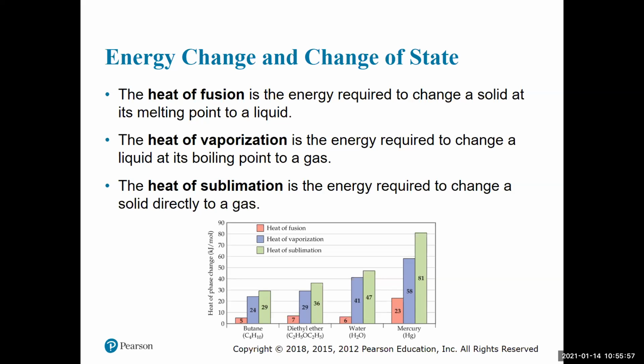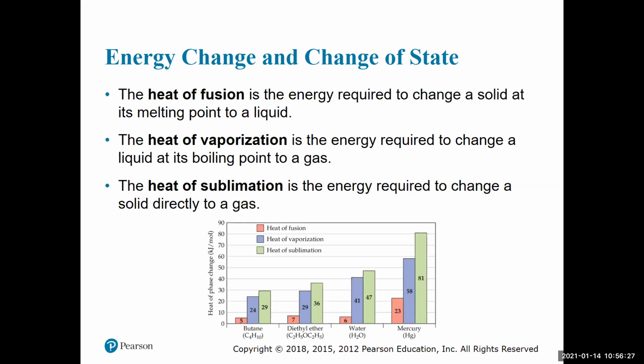Another term is heat of vaporization. And similar to the heat of fusion, this is the energy required to change a liquid at its boiling point to a gas. So once again, you've raised the temperature to where it needs to be, and now you're doing that conversion from a liquid to a gas. And that's known as the heat of vaporization. And then the third one is the heat of sublimation.